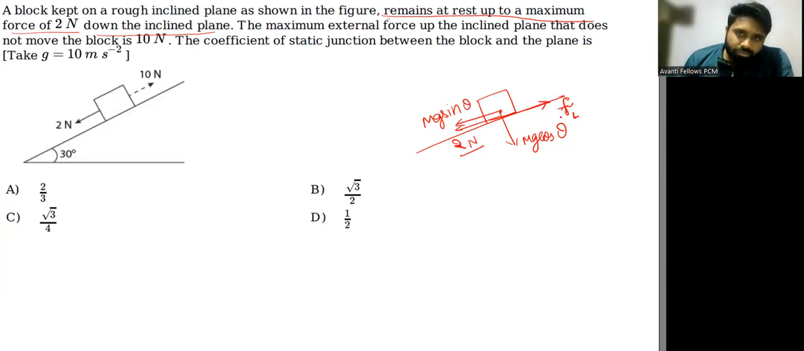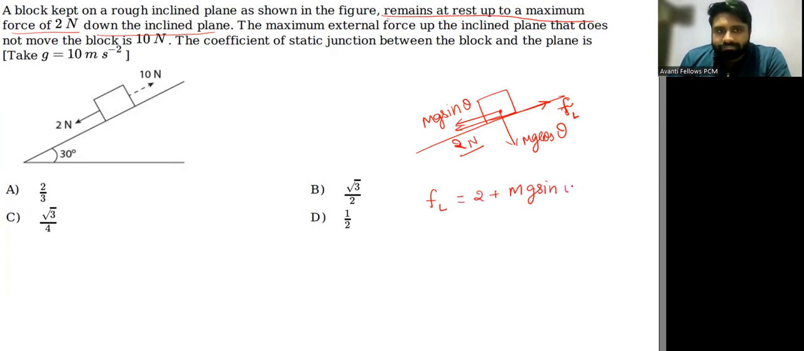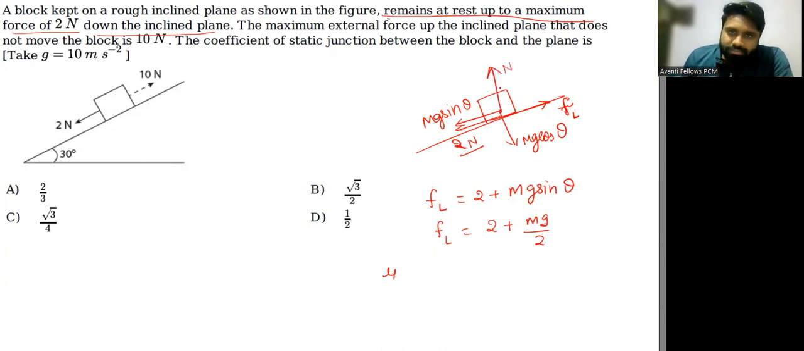Okay, so we know that FL is equal to mu N. The first equation we have is FL equals 2 plus mg sine theta, and theta is given to us. So FL is 2 plus mg by 2, because sine 30 is 1 by 2. Here you can also write the value of FL, which is mu into N, and N is nothing but mg cos theta. So mu mg cos theta equals 2 plus mg by 2.